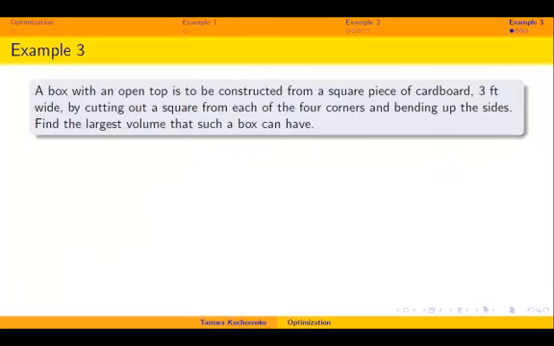The next example is the last one of this lecture. A box with an open top is to be constructed from a square piece of cardboard 3 feet wide by cutting out a square from each of the 4 corners and bending up the sides. Find the largest volume that such a box can have.